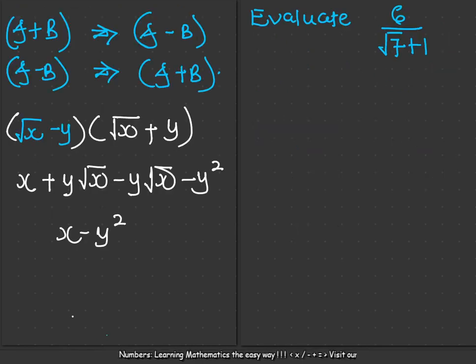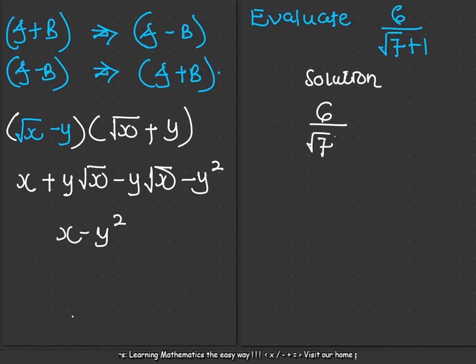So with the little knowledge gained, let's see if we can try and answer what we have here. It says we have to evaluate 6 over root 7 plus 1. And as we can see, your denominator is irrational. It is not a monomial, but it's a binomial. There are two things. So what we need to do now is to multiply by the conjugate of this.